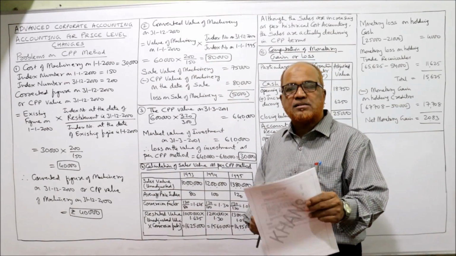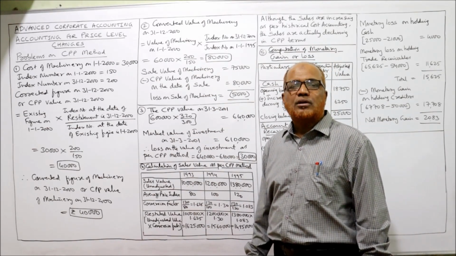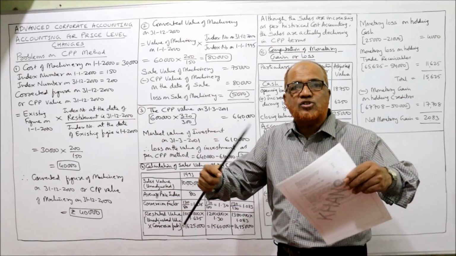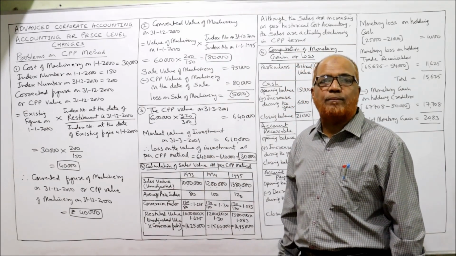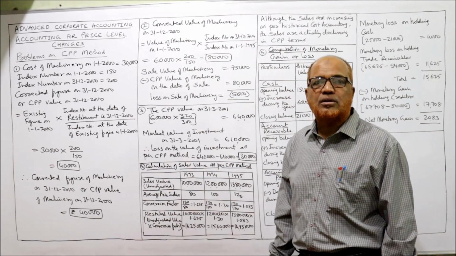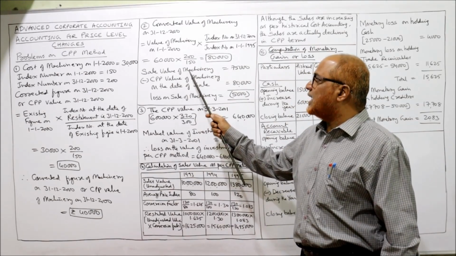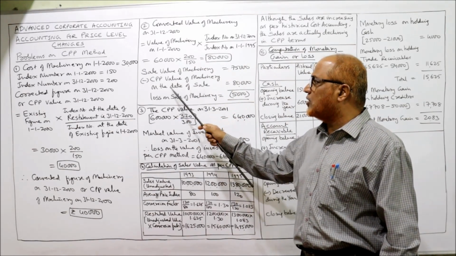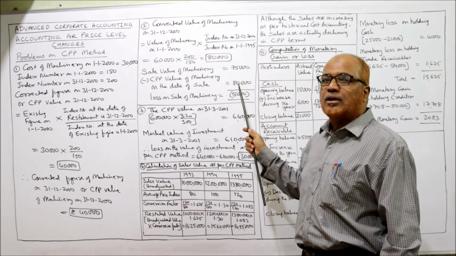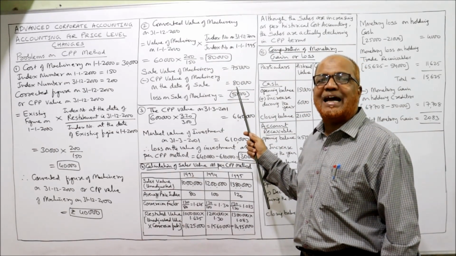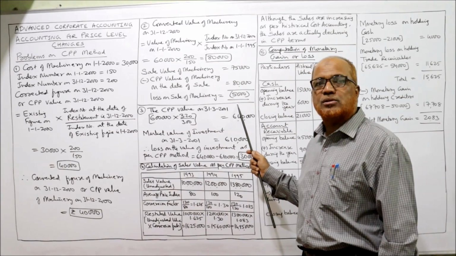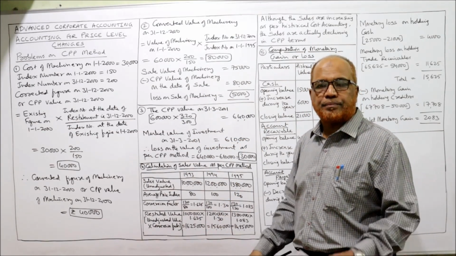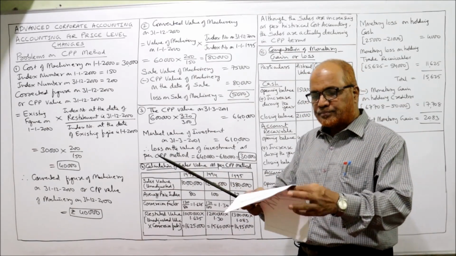What is the sale price? 75,000. So actually 80,000 rupees is the value of the machinery, but we have sold it for rupees 75,000. There is a loss of 5,000. So the sale value of machinery is 75,000, less the CPP value of machinery on the date of sale, 80,000. So 75,000 minus 80,000, you will get minus 5,000. Minus 5,000 means loss on the sale of machinery. That's it. Next, third problem.